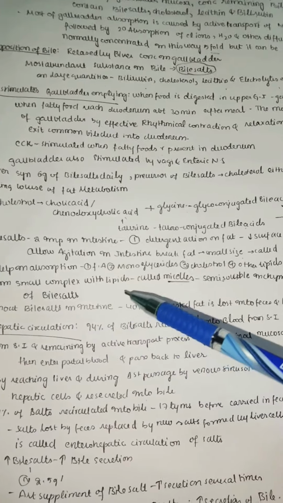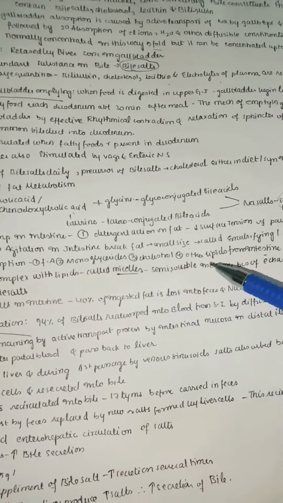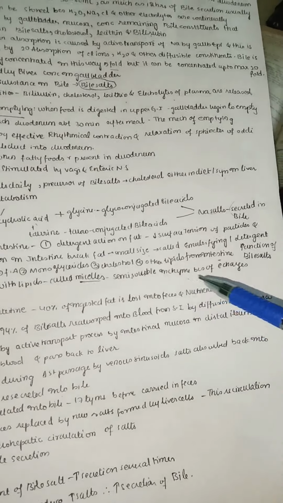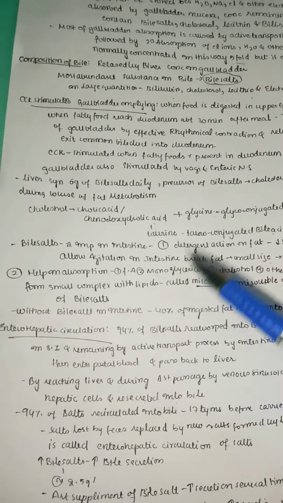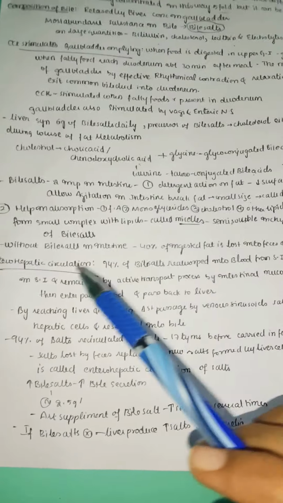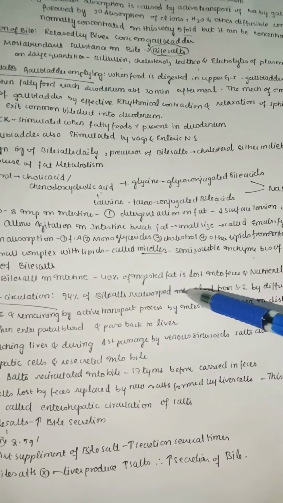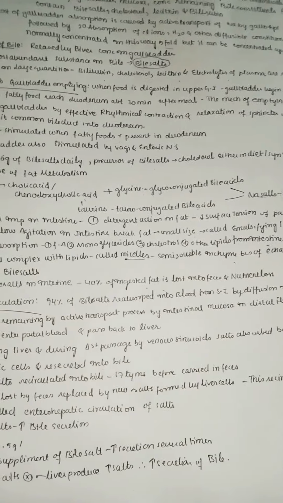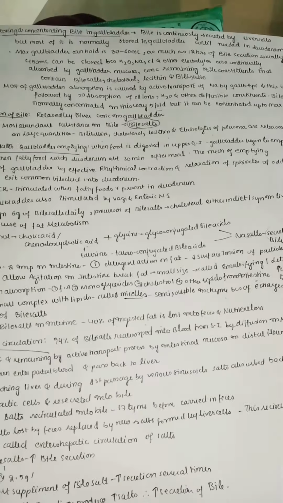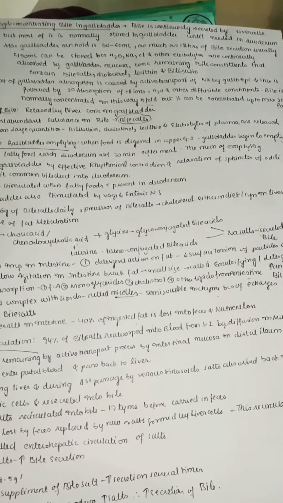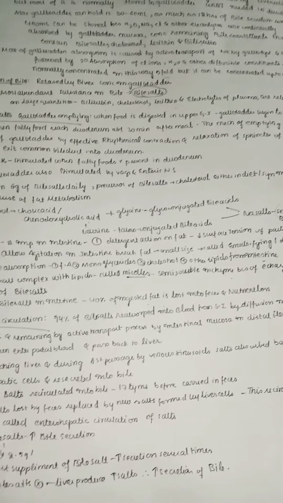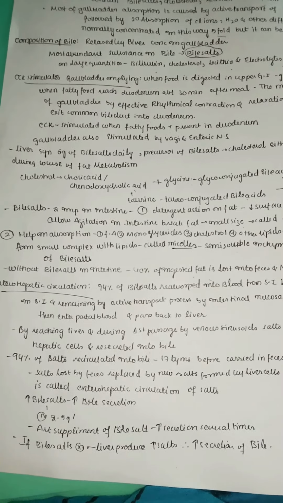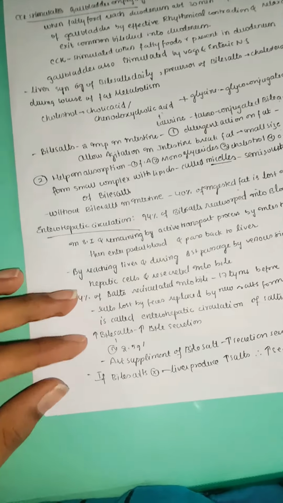They form small complexes with lipids called micelles, and these micelles are semi-soluble in chyme because of the electric charges of bile salts. Without bile salts in the intestine, 40% of ingested fat is lost in the feces and there may be nutrient loss. So remember, bile salts are mainly useful for fat absorption and fat breakdown. If a person eats a greater amount of fat, you may think they need more bile salts, right? Because they need to break the fat down.